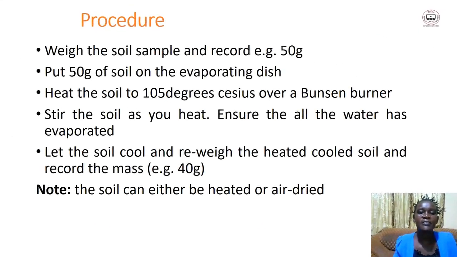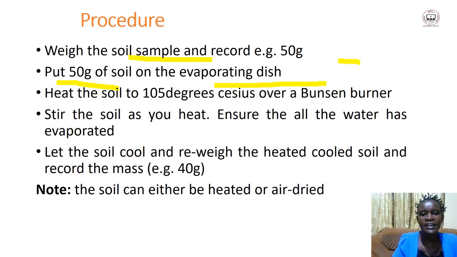In terms of procedure, number 1, you weigh the soil sample. Here, make sure that you get fresh garden soil or just wet soil. Let the weight be 50 grams of the soil sample. Then you put your 50 grams of soil sample on the evaporating dish. Then you expose the soil to heat, for example, at 105 degrees Celsius over a basin burner. So you stir the soil. As you heat the soil, ensure that all the water has evaporated.